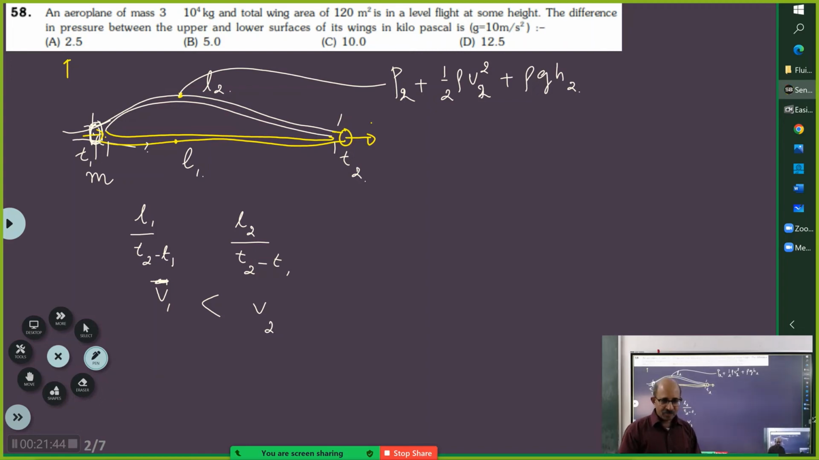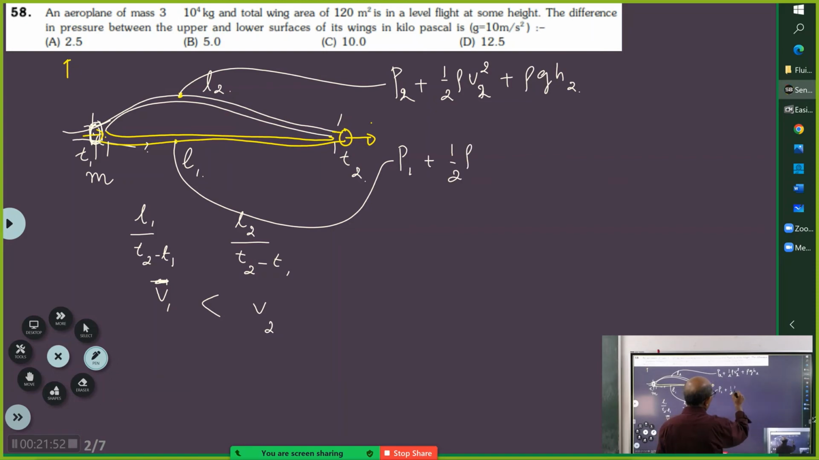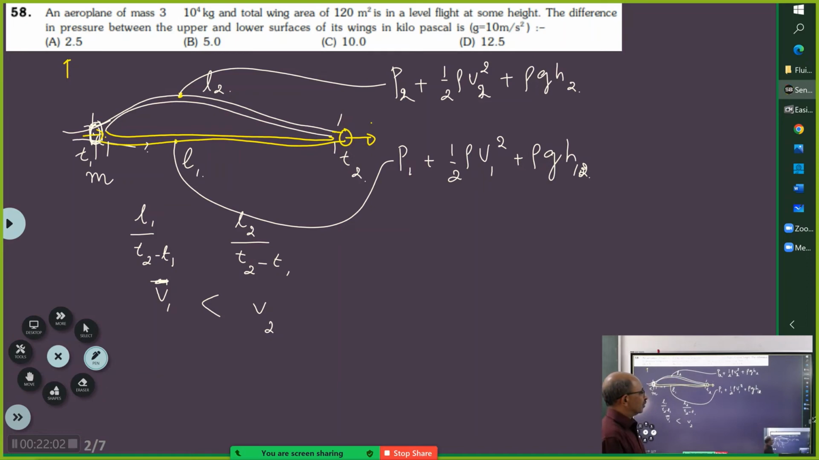Sir, you should write for point 1 also. So the next thing, sir, write the Bernoulli's equation for this: P1 plus half rho V1 square plus rho g H1. Yes, H1. Okay. Now we know, sir, that V2 is greater than V1. So is... No, H2. Hey, don't jump to conclusion.